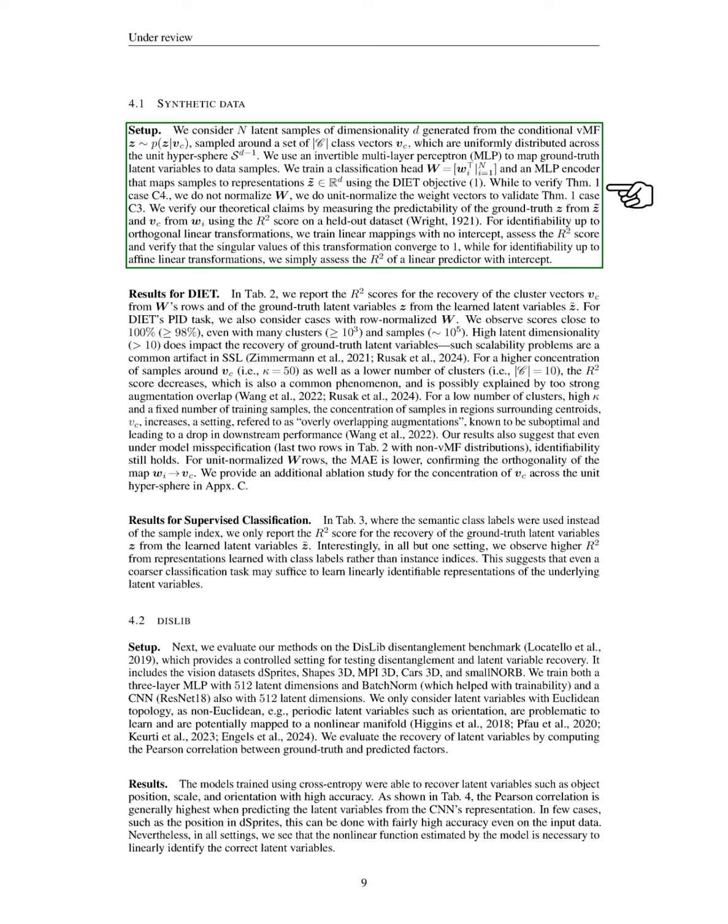We train a classification head and an encoder using the DIET objective. We verify our theoretical claims by measuring the predictability of the ground truth from our representations using the R-squared score on a held-out dataset. We also assess identifiability through linear transformations, checking the convergence of singular values and evaluating the performance of linear predictors.